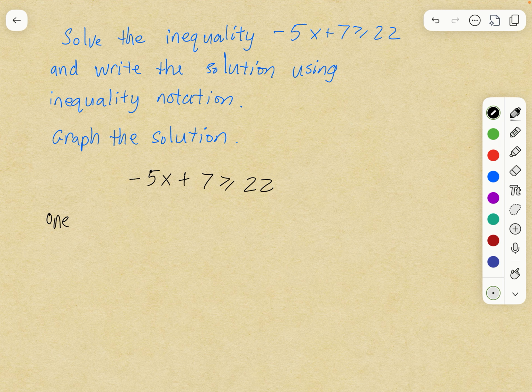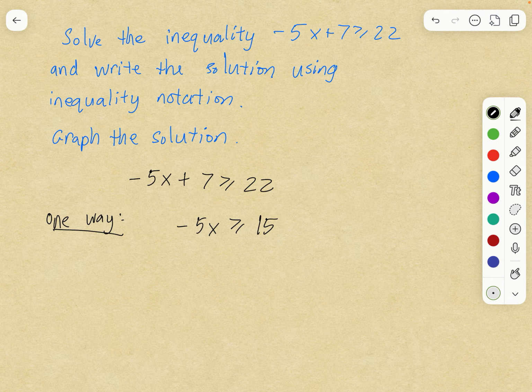So there's a couple ways of doing this. One way is to isolate, well, we're going to need to isolate x just like you solve an equation. First, you can subtract 7 on both sides to get negative 5x is greater than or equal to 22 minus 7. 22 minus 7 is 15.